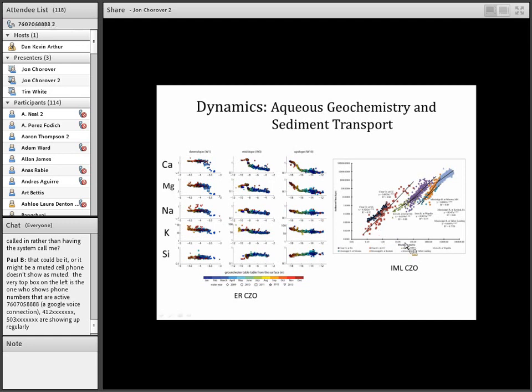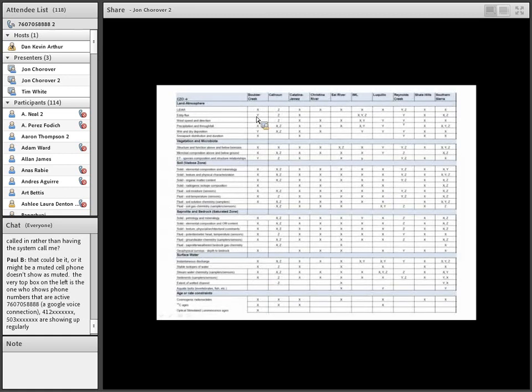So finally, I wanted to emphasize again that common measurements are focusing really on dynamics type measurements, and these are measurements of processes that occur over short time scales, and also of architecture, which forms, and essentially we're sampling a snapshot in time, the current state of the critical zone, and it's formed over long time scales.